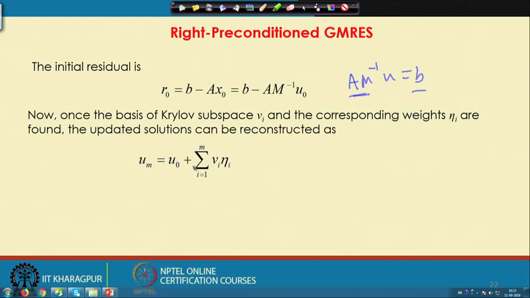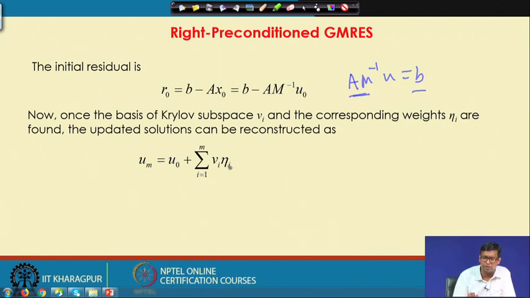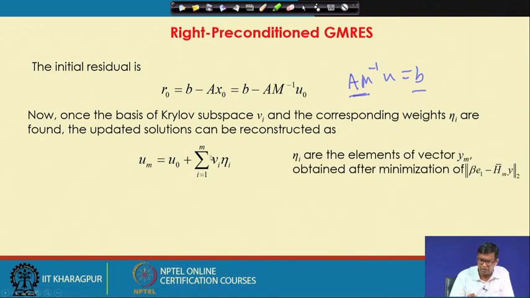to get the final solution, we can write u m is equal to u 0 plus the basis times certain coefficients. So, the final solution will be in an affine Krylov subspace, which is u 0 plus this vector, and v i's are the basis of the Krylov subspace K m of A M inverse and r. The eta i are the weights, which are the elements of the vector y m, obtained after minimization of beta e 1 minus h bar m y. This will give that x m.